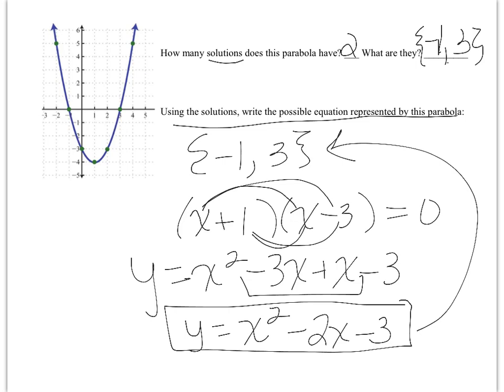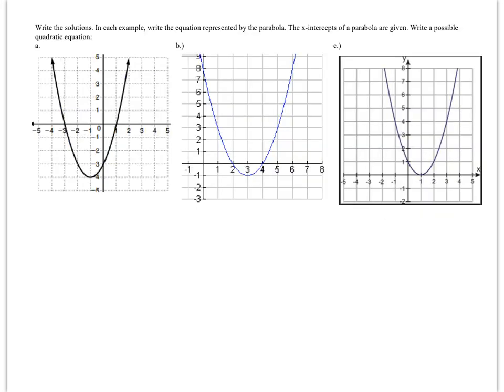Let's move on. All right, so the directions down here are asking you to write the solutions. Remember, solutions are just what the x-intercepts are. And then use the x-intercepts to give a possible equation to this. So start off by just your solutions. Your solutions are -3 and +1. So I'm going to have -3 and +1.